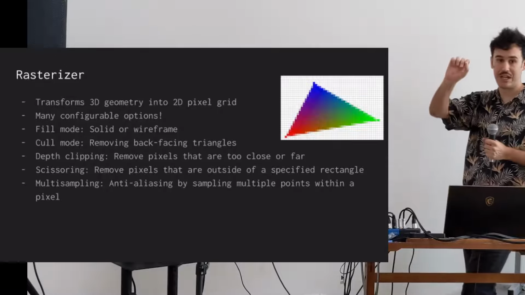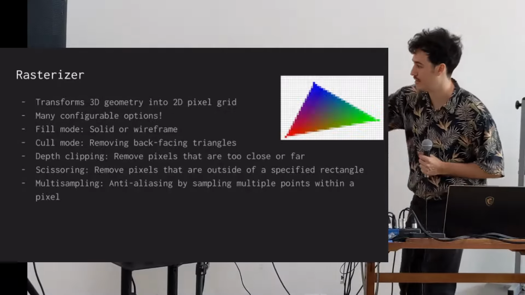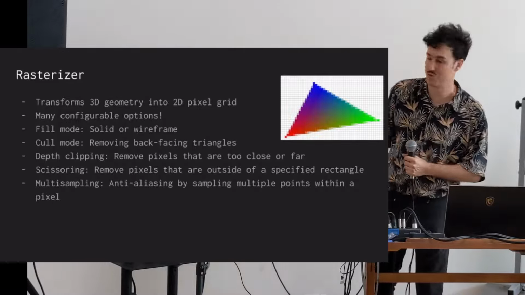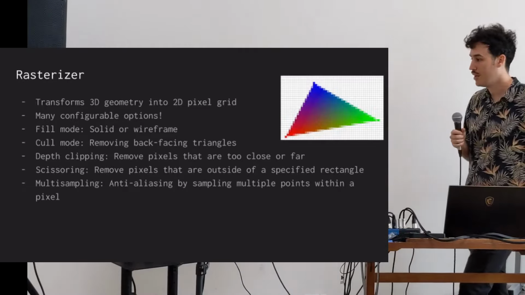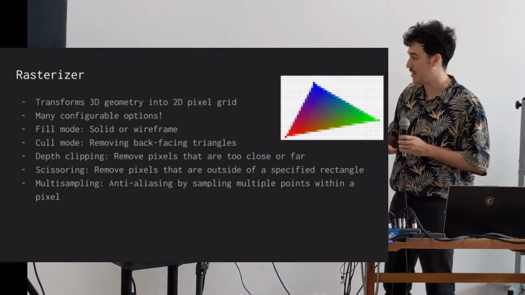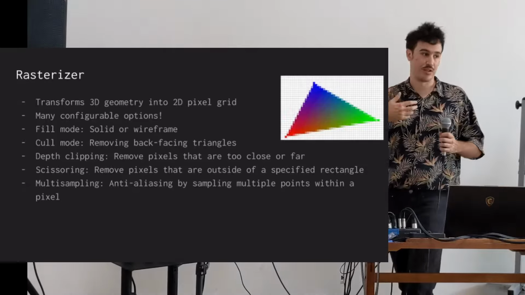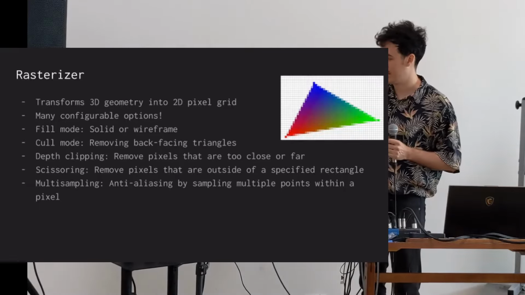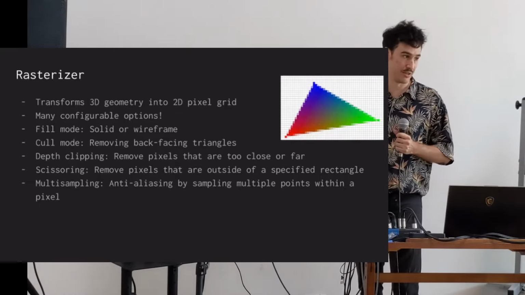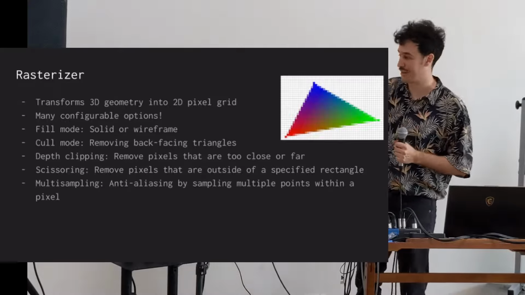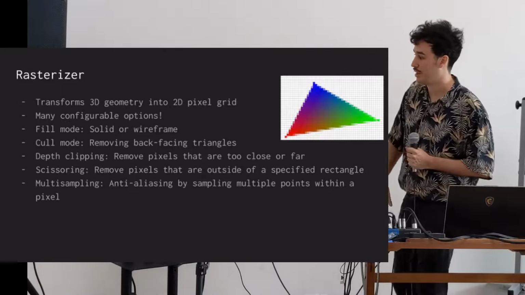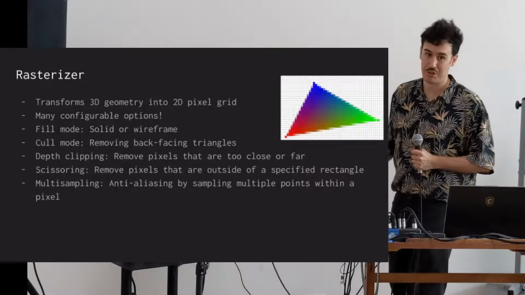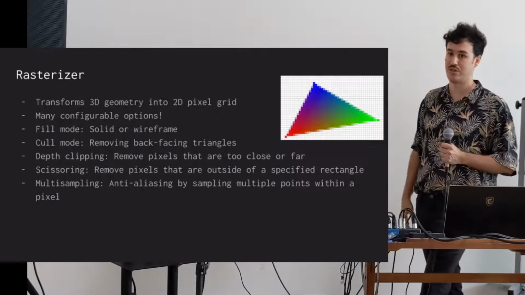Scissoring removes pixels that are outside of a defined rectangle. So if you set the scissor area to like here, for example, none of these pixels would be passed through the pixel shader. And then you have multi-sampling, which is basically a form of anti-aliasing. You can see aliasing, the jaggy edges that are produced by the rasterization process, right? This is not a straight looking line. It looks jaggy because of decomposing it into the pixel grid. What multi-sampling does is you sample multiple points within a pixel, and then you interpolate the colors based on those multiple samples, so you get smoother looking edges.